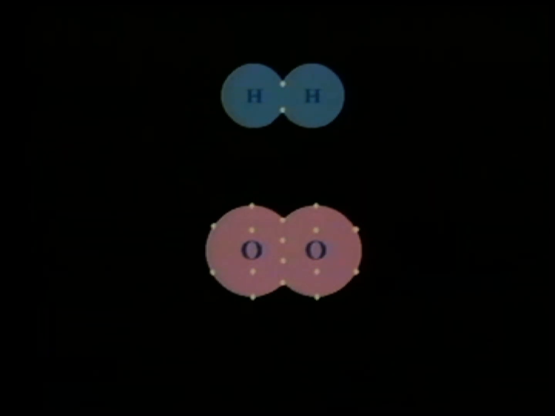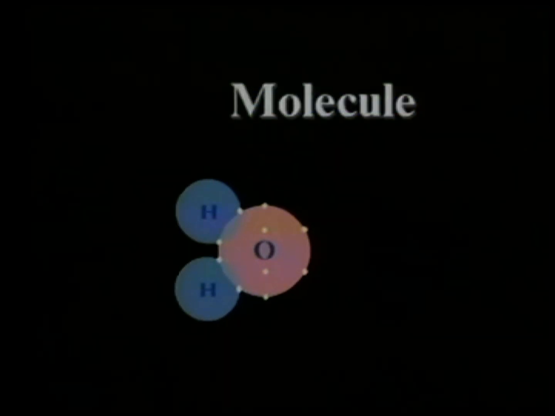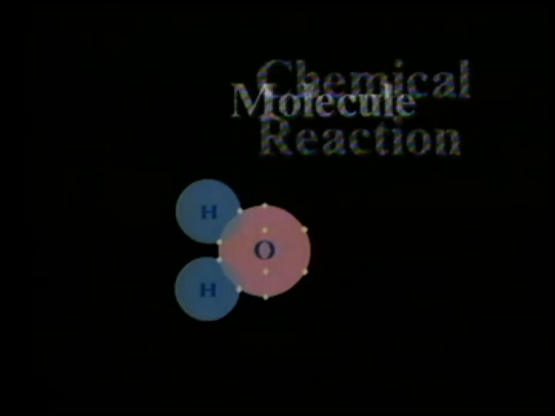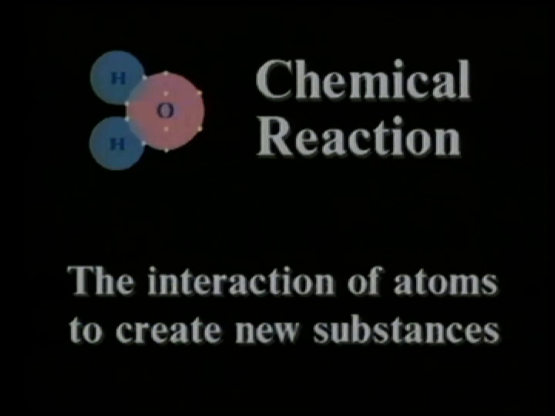Atoms of different elements can interact with each other as well. For example, two hydrogen atoms can combine with one oxygen atom to form a molecule of water. This is a simple example of a chemical reaction, which is the interaction of atoms to create new substances. In this instance, hydrogen and oxygen have reacted and bonded together to create water.